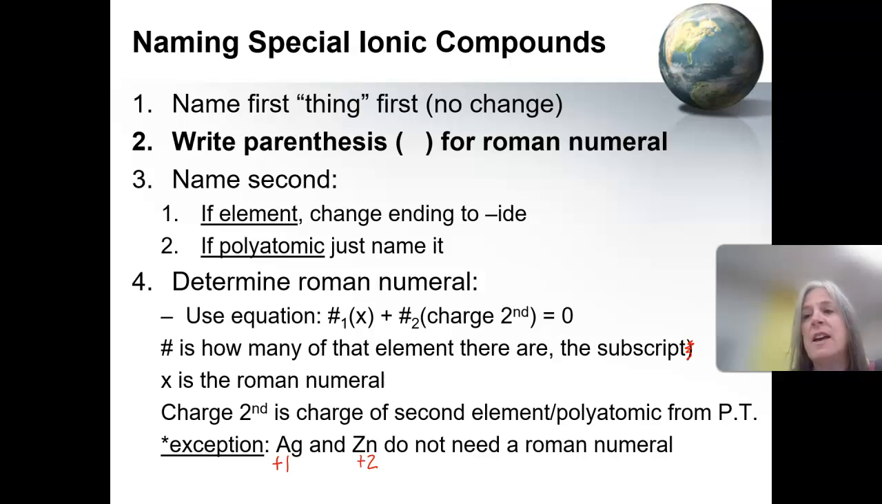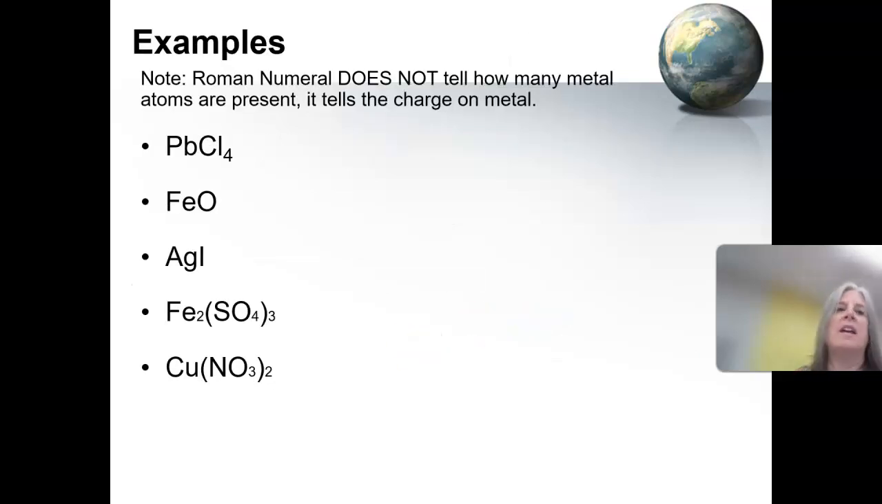All right, so let's see how this works. Name the first thing, Pb, that's lead. So we're going to write down lead. We're going to put in our parentheses for our Roman numeral. This is the element chlorine. So remember, if it's an element, you change the ending to IDE. So this is going to be chloride. Those parts are very similar to what we did on our last one, but now we have to figure out what goes in here.